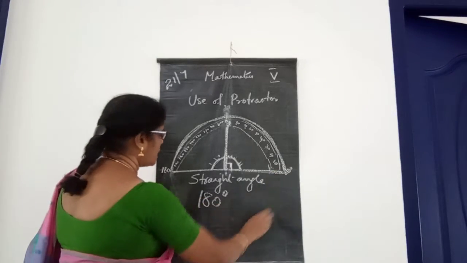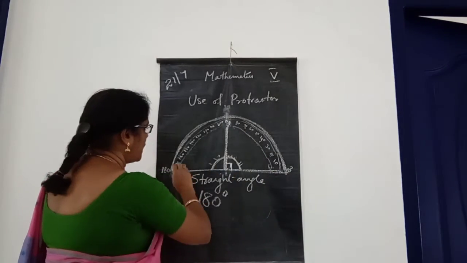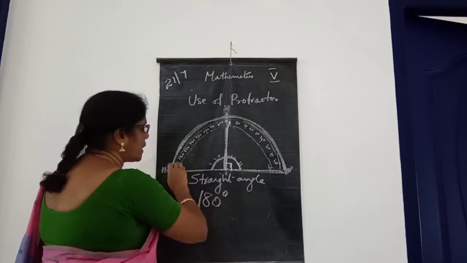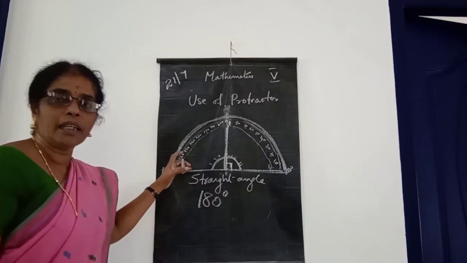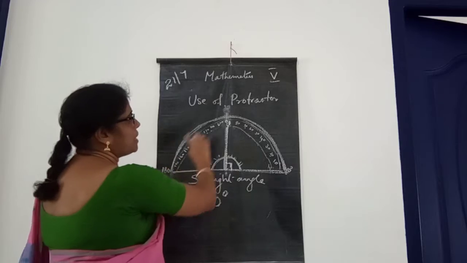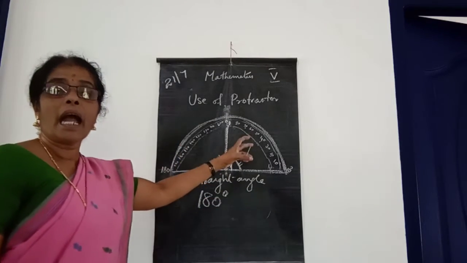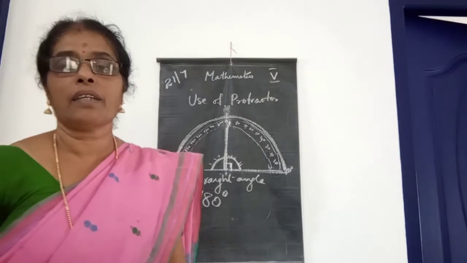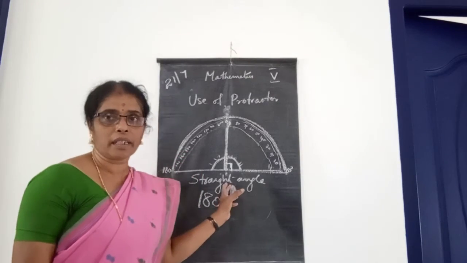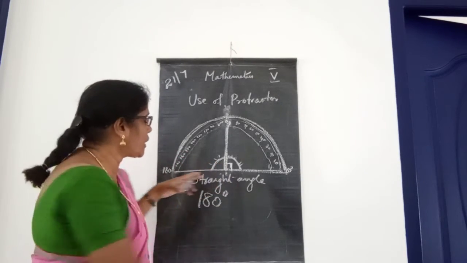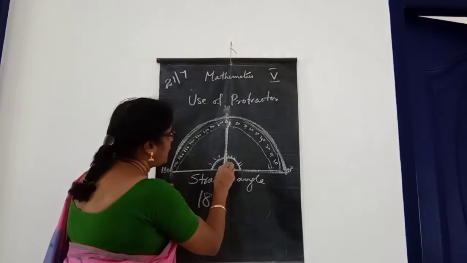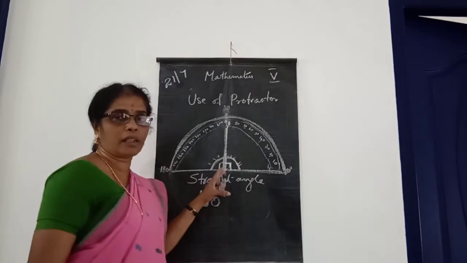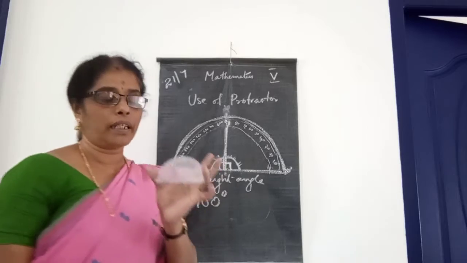This protractor is half of a circle. That is a semicircle, and the shape is D. That semicircle is 180 degree, which means a straight angle. Here you can see 90 degree on this side and 90 degree on this side; 90 plus 90 is 180 degree.